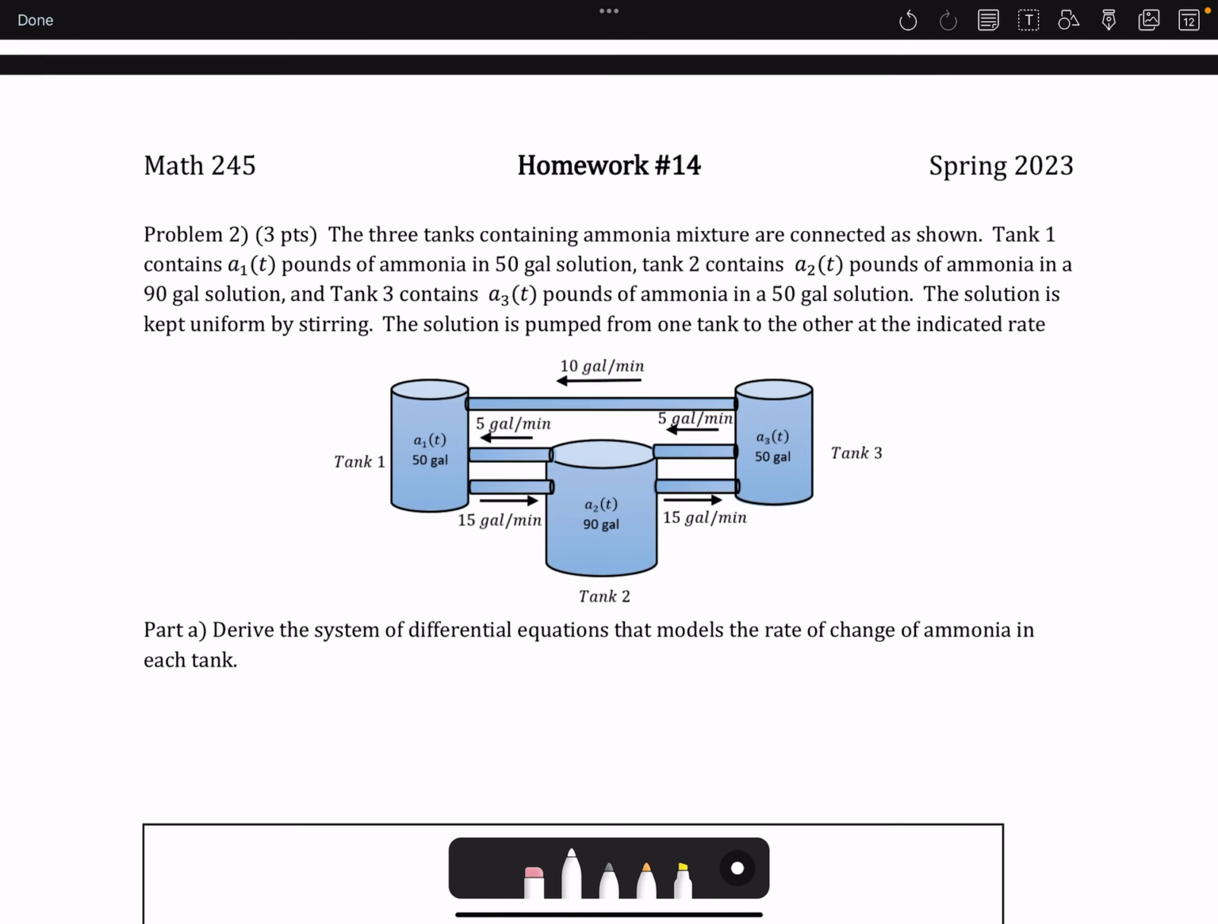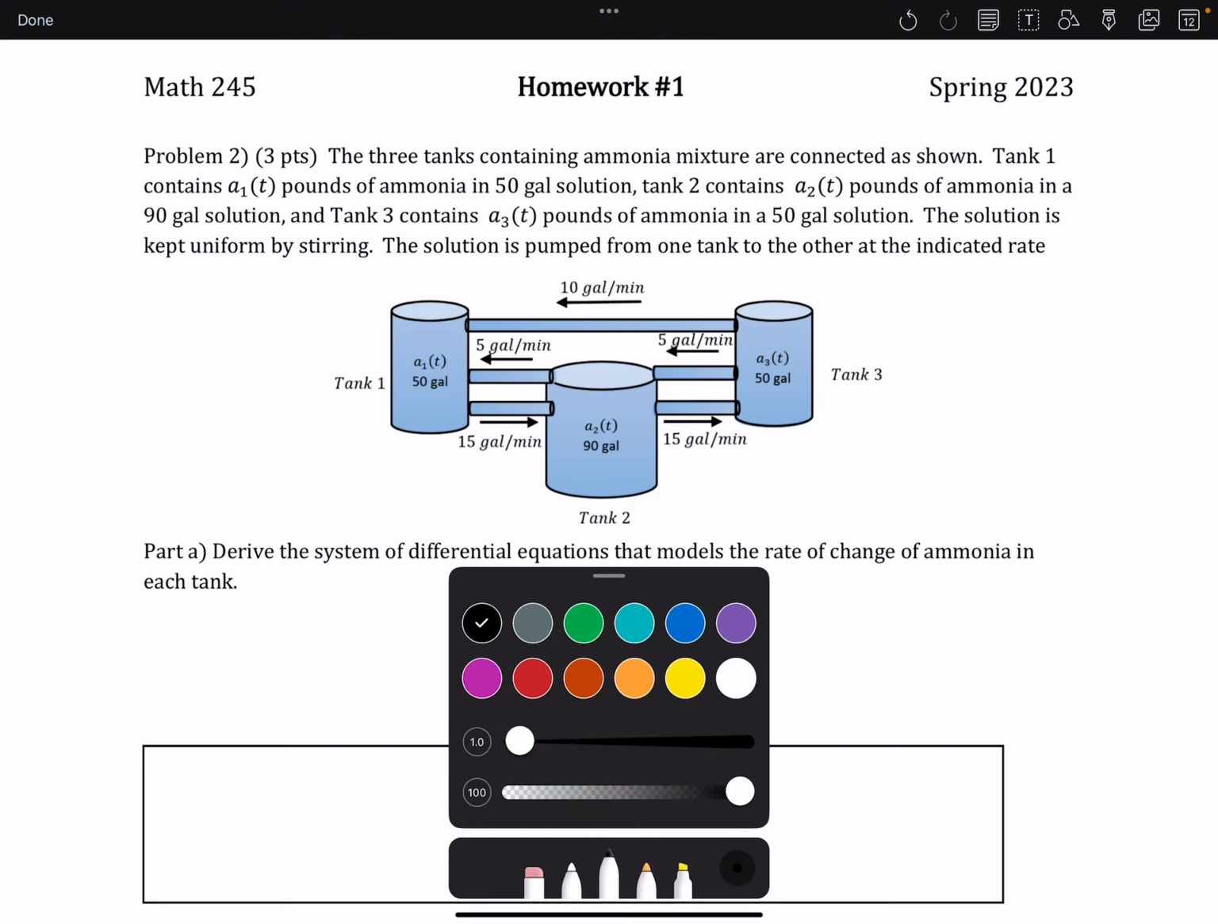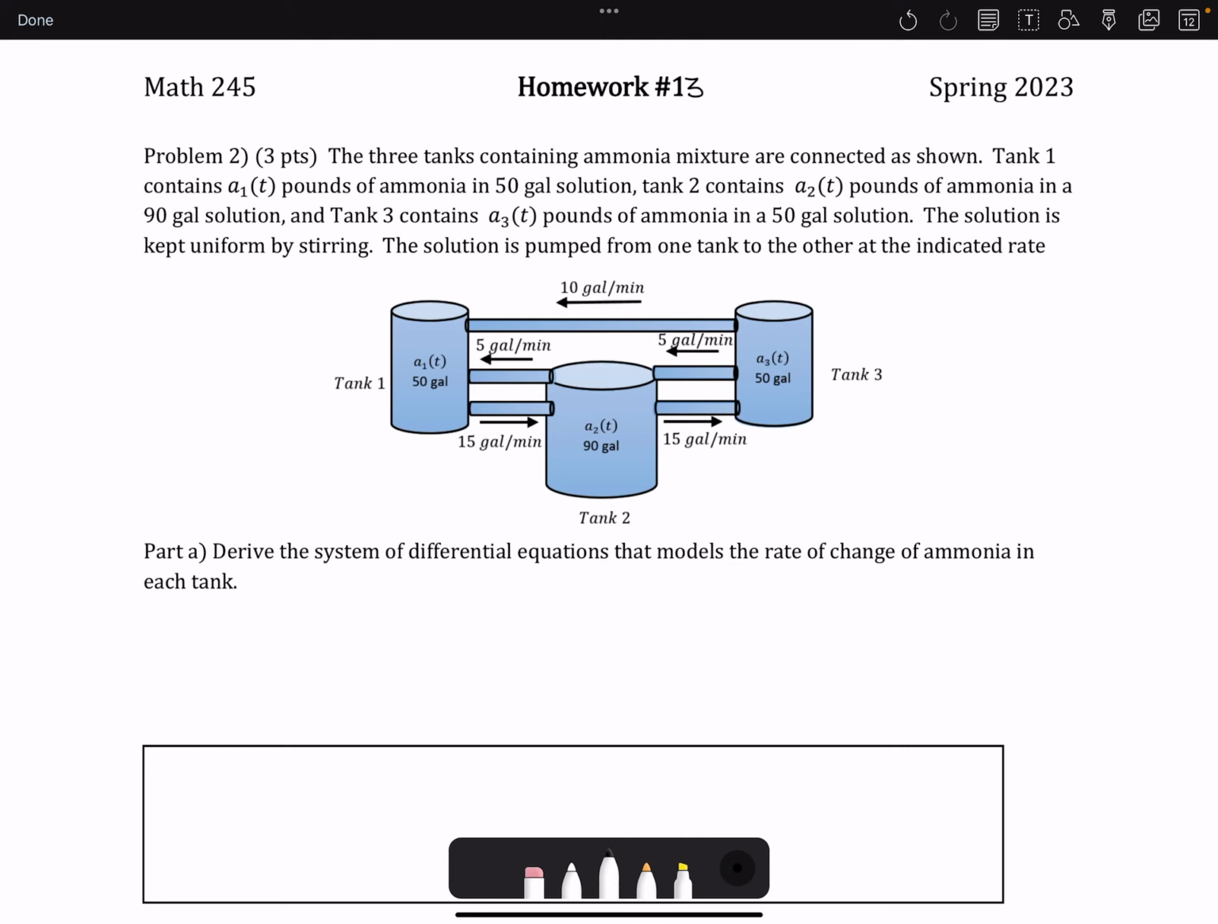So I noticed that this says homework 14, but this is actually homework 13. So let me just rewrite this as 13 here. And let's go. Problem 2: the 3 tanks containing ammonia mixture are connected as shown.